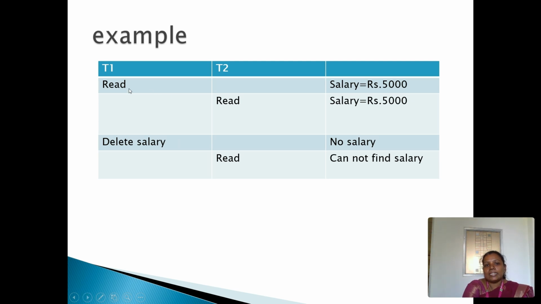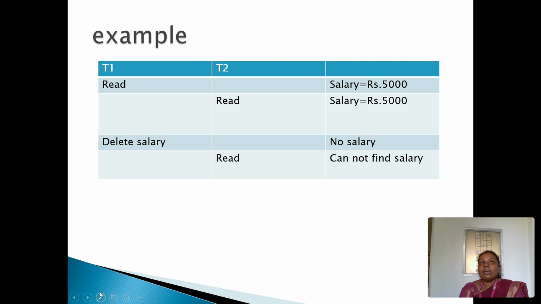At the first time slot, in transaction T1 the salary is 5,000, and in T2 the salary is also 5,000. Then in transaction T1, at that time slot, the salary is deleted. Now when transaction T2 tries to read the data, the salary does not exist. So that is the phantom read problem.